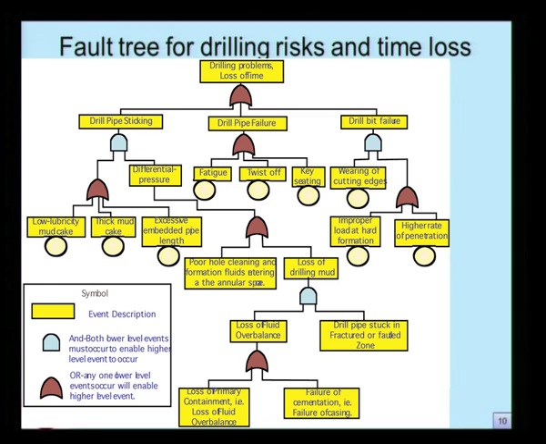So, drilling risk can occur either due to drill pipe sticking, or due to drill pipe failure, or due to drill bit failure. This is an example of a fault tree analysis being carried out for a drilling risk and time loss.